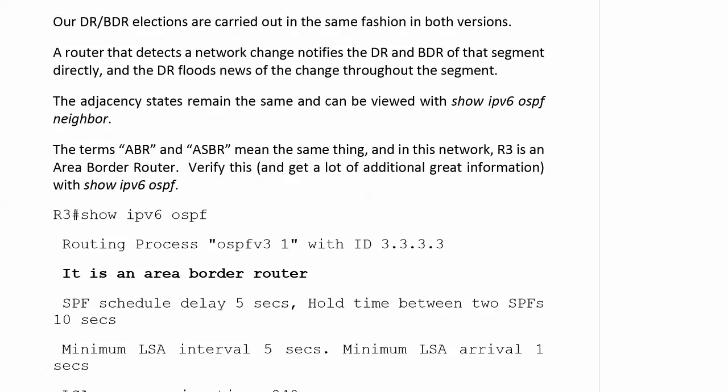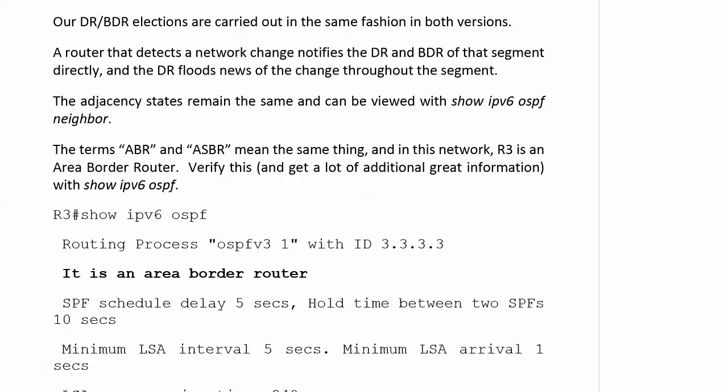Again, our DR, BDR elections, they're carried out in the same fashion between the two versions. A router that detects a network change is going to let the DR and the BDR of that segment know directly, and then it's the DR's role to flood news of that change throughout the segment. That's why we don't have DR/BDRs on point-to-point links, because when one router tells the other router on the segment about the network change, there's no one else to tell on that segment.